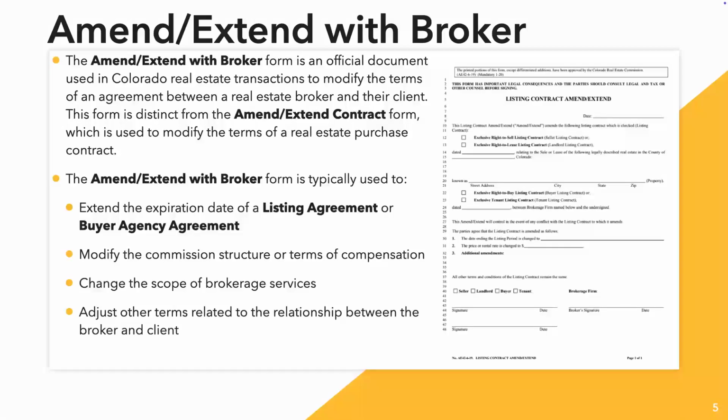Okay. So we take that information after we get the signatures, and then we put the home on the MLS. The home on the MLS reads $600,000, terms, conventional or FHA.